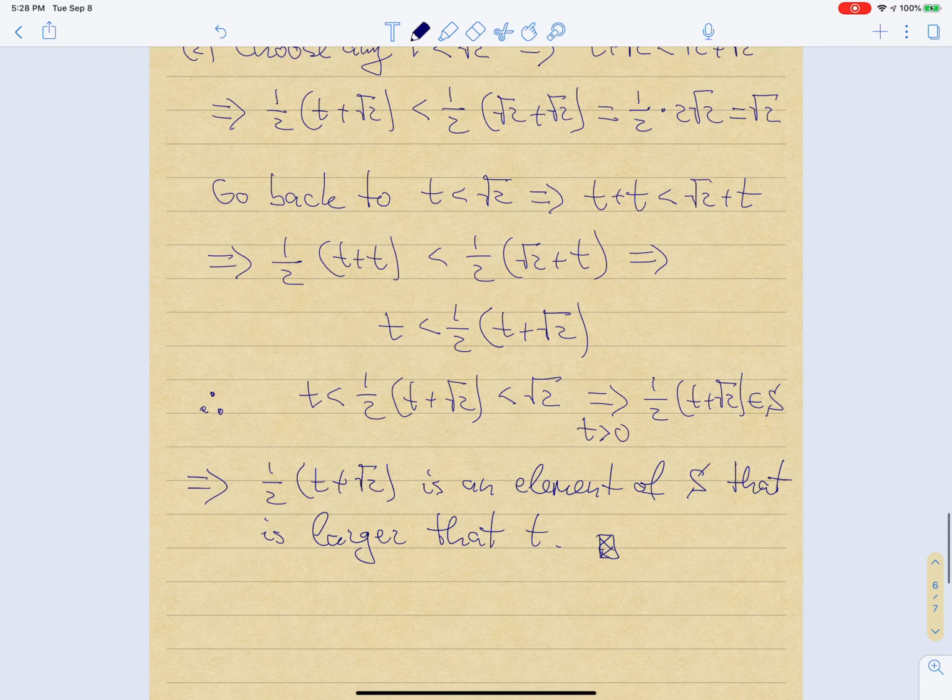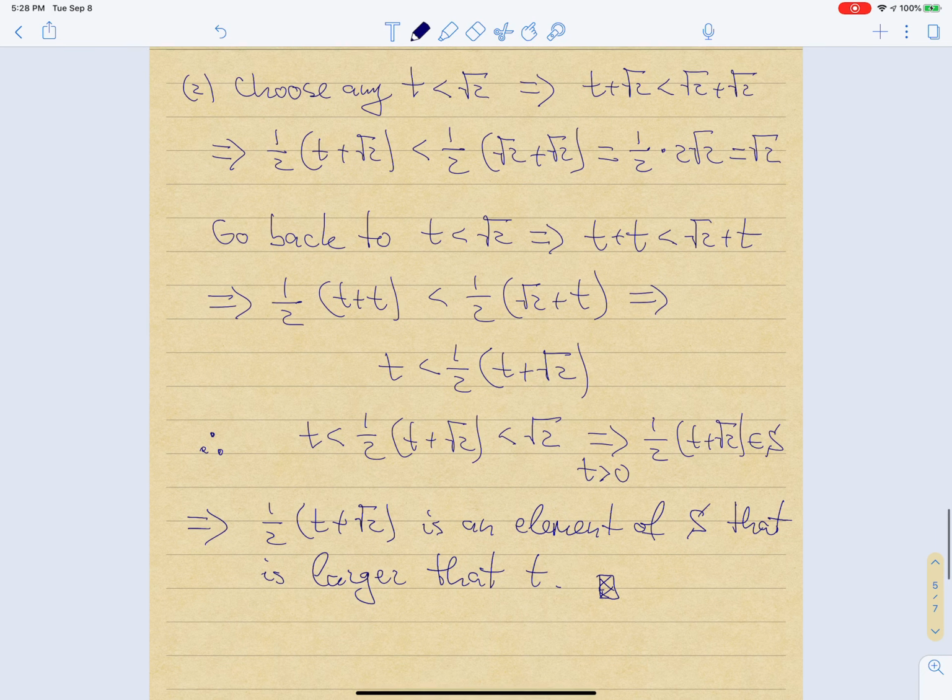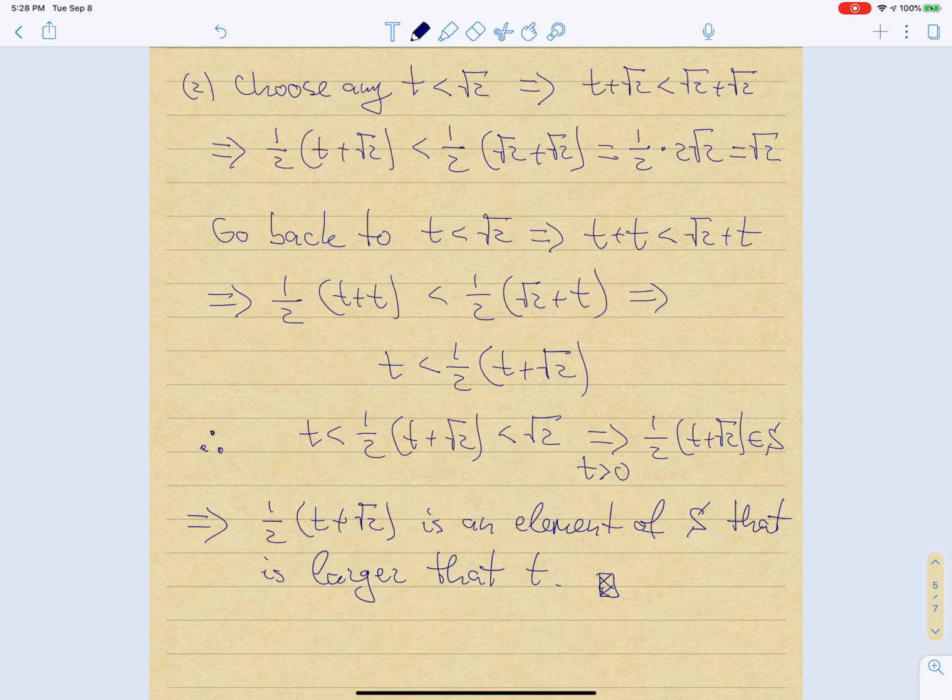All right, so then in the next lecture, I will consider a couple more examples of suprema and infima, and then we will discuss some relevant theorems.